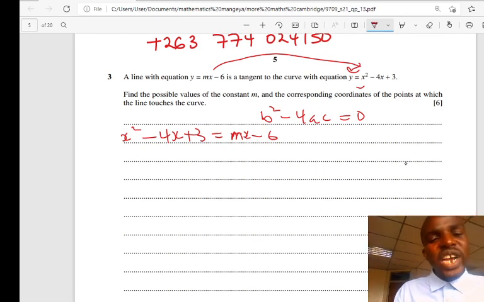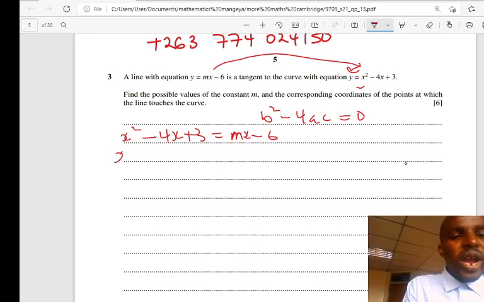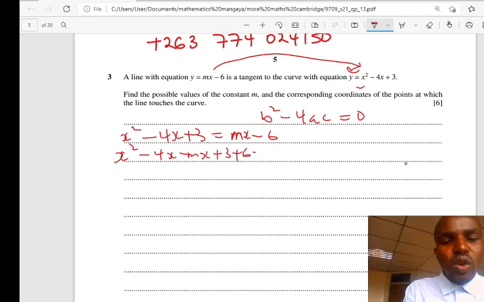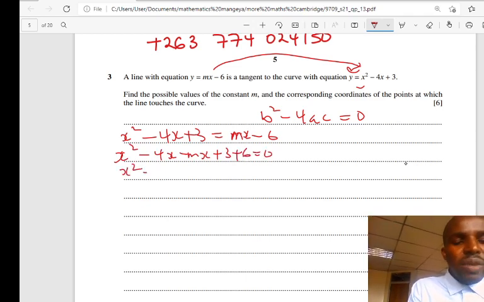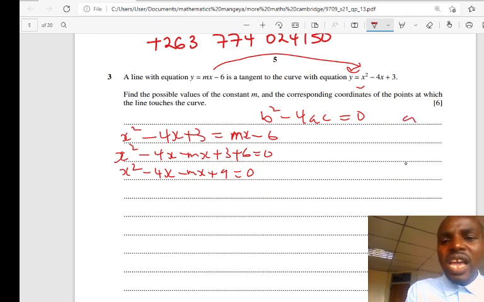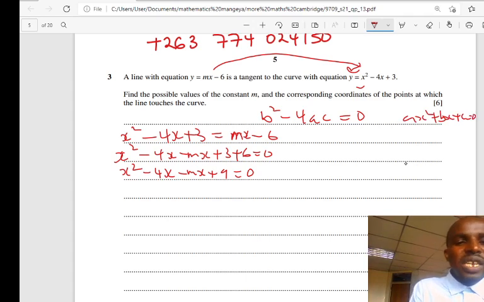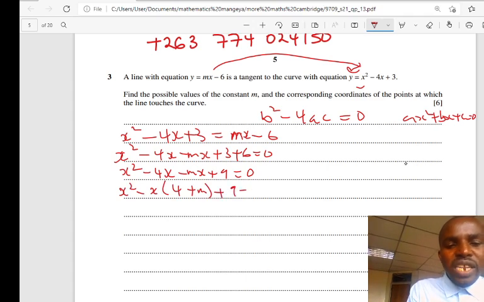Then express as a quadratic equation. It will be x squared minus 4x minus mx plus 3 plus 6 is equal to 0. Then it will be x squared minus 4x minus mx plus 9 is equal to 0. Then I have to express in the form of ax squared plus bx plus c is equal to 0. Then it will be x squared here. I factor out x here. Then it will be 4 plus m. If I factor out negative, it will be plus inside here. Then plus 9 is equal to 0.